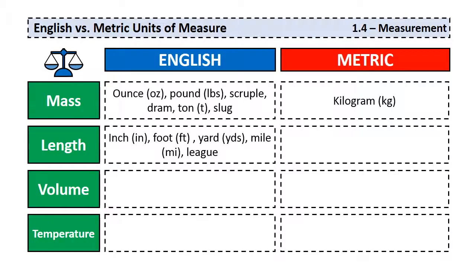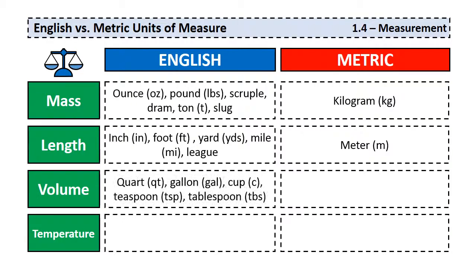In length in English, we've got inches, feet, yards, miles, leagues, furlongs, and so on and so forth. Whereas in metric, we just have the meter, and that's it. Now, we might have 1,000 meters, which we can call a kilometer, but it's really just meters. For volume in English, we've got quarts and gallons, cups, teaspoons, tablespoons, bushels. It goes on and on. In the metric system, we just have the liter.